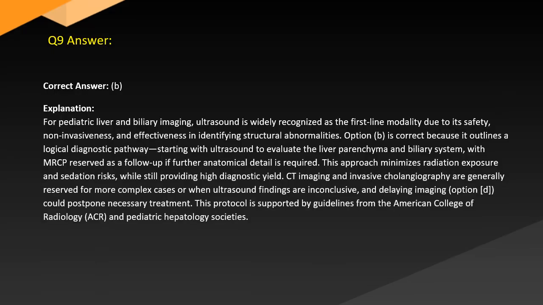Answer. Correct answer B. Explanation. For pediatric liver and biliary imaging, ultrasound is widely recognized as the first-line modality due to its safety, non-invasiveness, and effectiveness in identifying structural abnormalities. Option B is correct because it outlines a logical diagnostic pathway, starting with ultrasound to evaluate the liver parenchyma and biliary system, with MRCP reserved as follow-up if further anatomical detail is required.